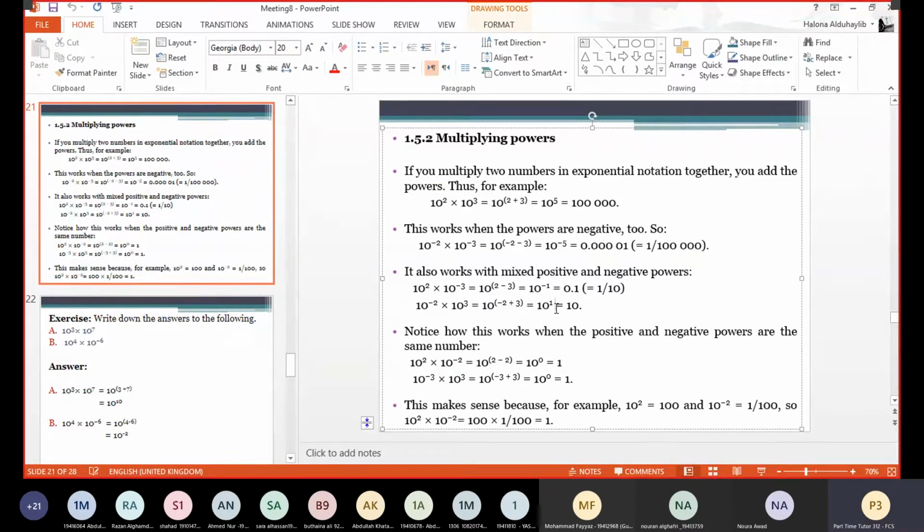Notice how this works when the positive and negative powers are the same number. If the power has the same value, one positive and one negative, it's like you have the base to the power of 0. Anything to the power of 0 equals 1. So 10 power of 0 equals 1. This makes sense because, for example, 10 power 2 equals 100, and 10 power minus 2 is equal to 1 divided by 100, which is 1 out of 100.